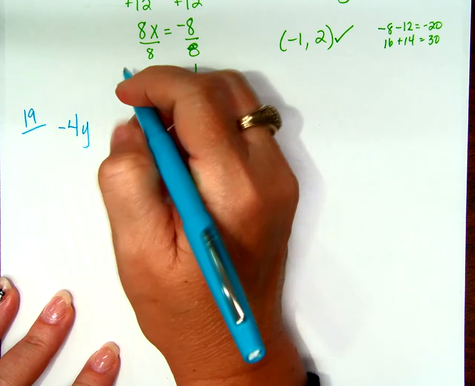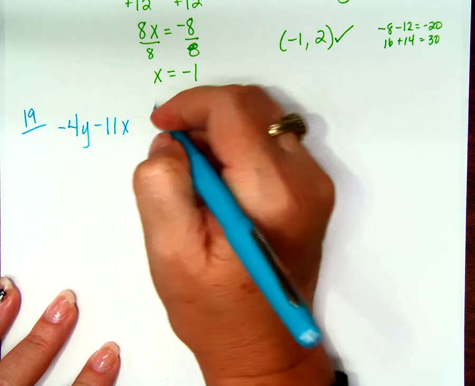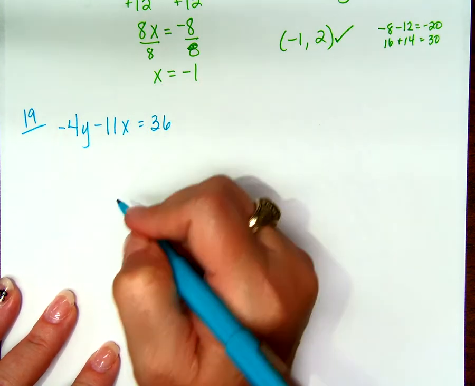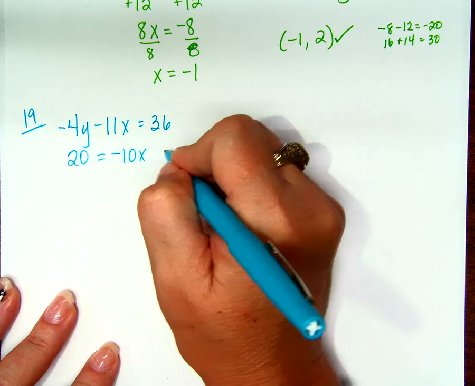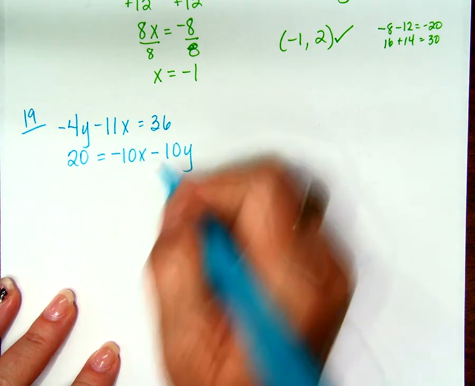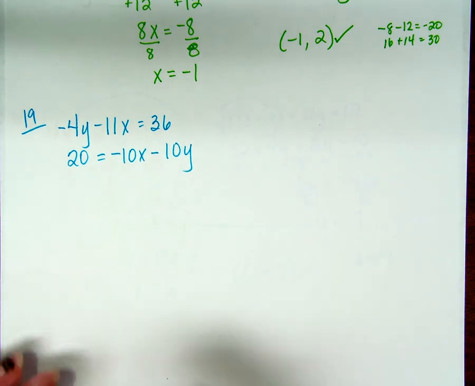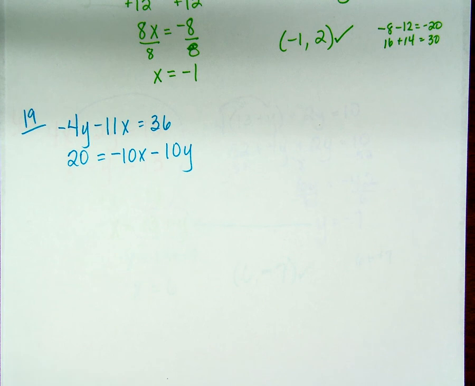Negative 4y minus 11x equals 36. 20 equals negative 10x minus 10y. What's up? Oh, that's a good question. Well, this is just weird to begin with, isn't it?